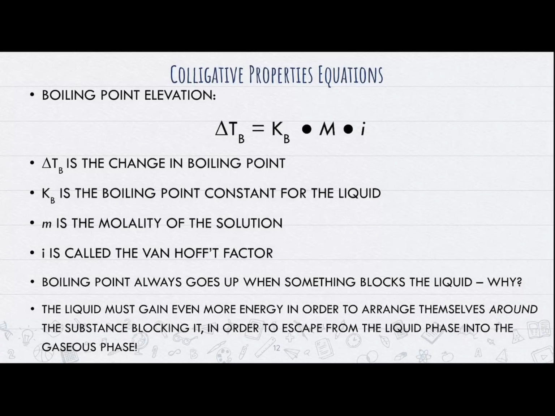Next, we have boiling point elevation. Delta TB is the change in boiling point. KB is the boiling point constant for the liquid. M is still molality. I is still the Van't Hoff factor.